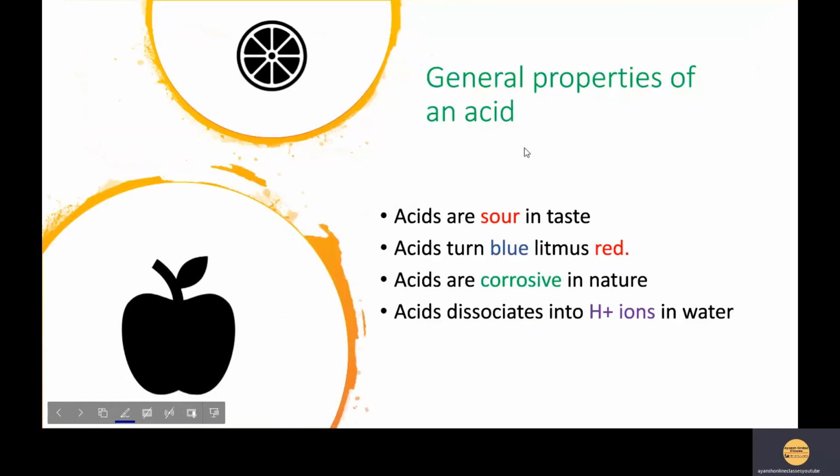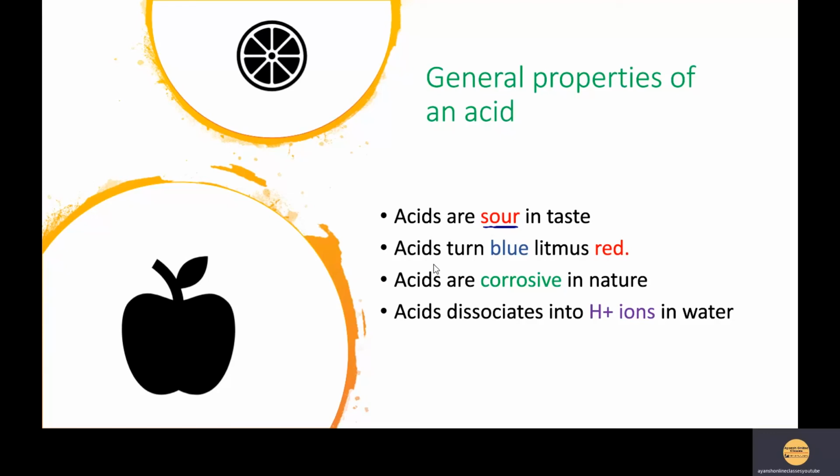Then let's see the general properties of an acid. There are certain things on the basis of which we will be able to classify substances. Acids are sour in taste. Exactly, if you taste lemon or orange, they are very much sour. You will not be able to take it in a concentrated form. You need to make a lemonade, or add sugar to the orange juice. So in general, the taste of acids is sour.